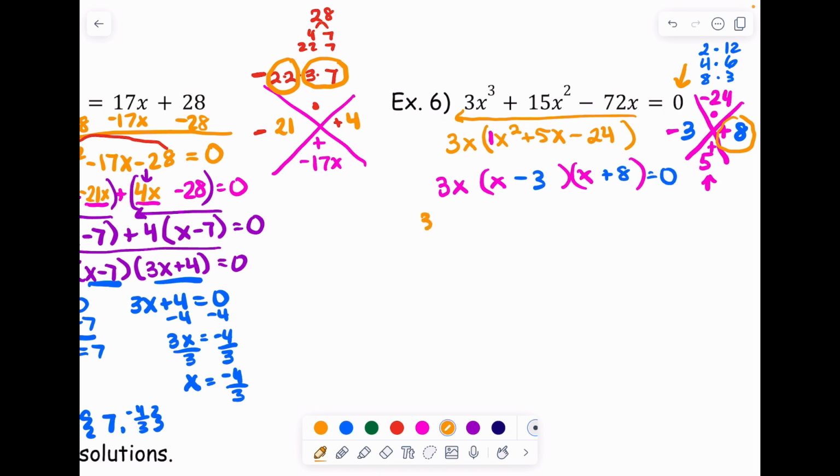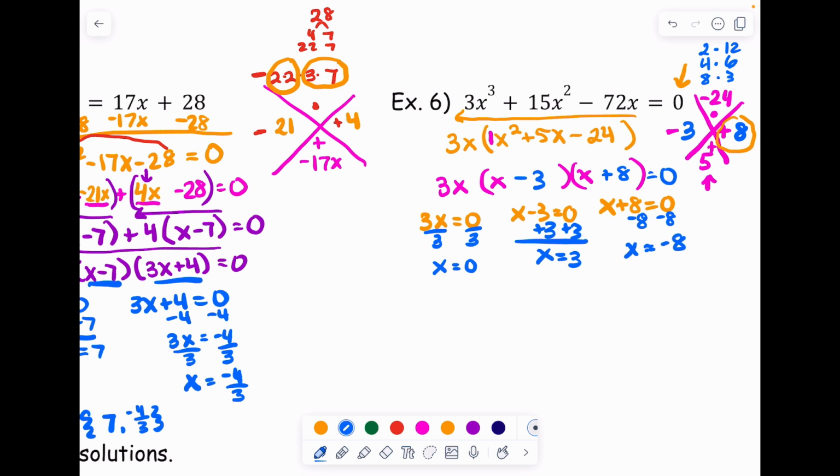So now we'll set each factor equal to 0 and solve. So to solve this, we will divide by 3. x equals 0. On this one, we're going to add 3. x equals 3. And the last one will subtract 8. All right, so we have 3 solutions. And remember, why do we have 3 solutions and not just 2? Because this was not a quadratic, right? This was a cubic, so it has the chance to have up to 3 solutions.